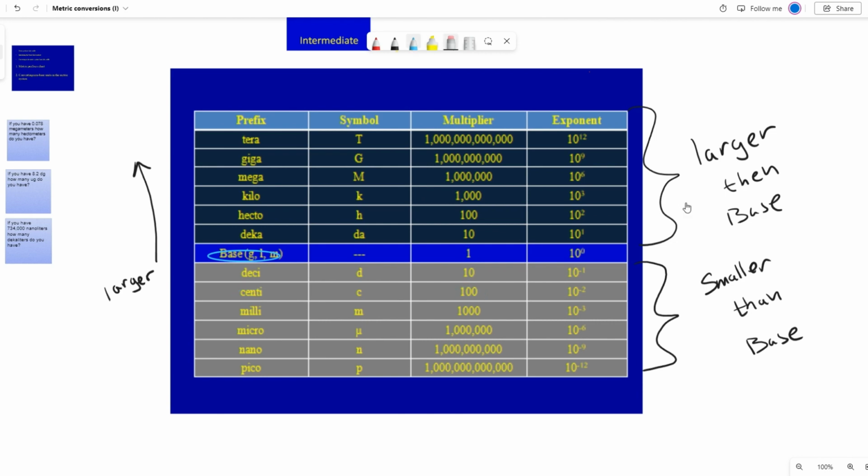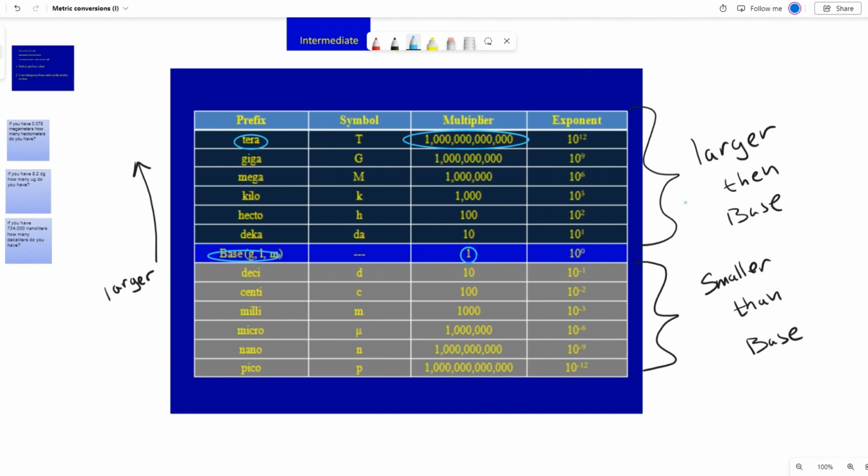Take a look at just one more example. Again, we could look at the base units, and let's say we go all the way up here to tera. Which one's larger? Tera is larger because it's higher up in the chart. How much larger? Well, the base unit is the factor 1, and a tera is 1,000,000,000,000 times larger, or 10 to the 12 times larger than our base unit. So let's take a look at some practice problems that will utilize this chart.